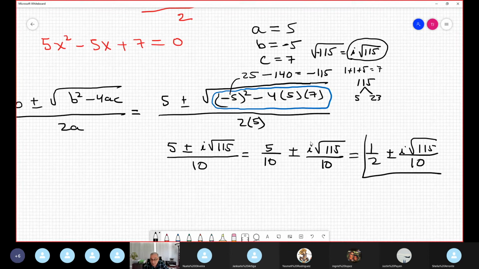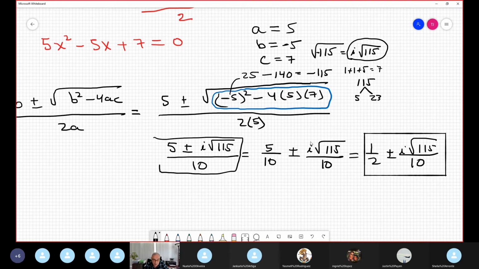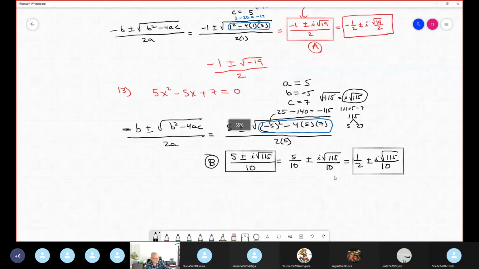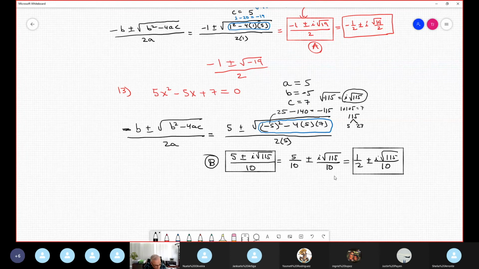This answer is correct. This answer is also correct. This is also correct. This is the way they want, the option B, I suppose. Any question, guys? Now 14, 15, 16, 17, and 18.